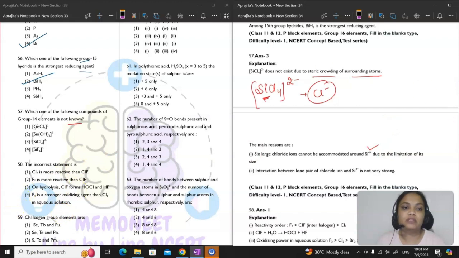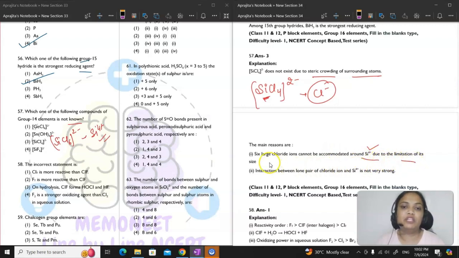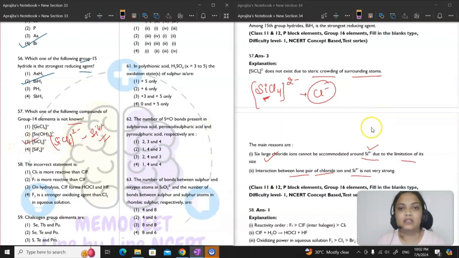It has to be 6, right? So instead of 4, write 6 here, students. Because that's why silicon will have 4 plus charge. So 6 chloride ions, which are big in size, cannot be accommodated around one silicon due to the limitation of its size. And the interaction between the lone pair of chloride and silicon ion is not very strong. So SiCl6 2 minus will not exist. Answer is option 3.